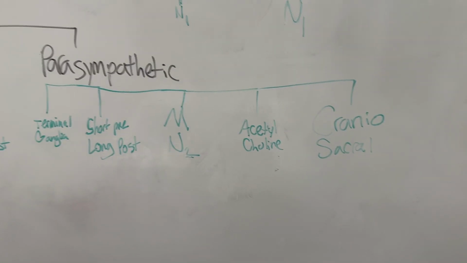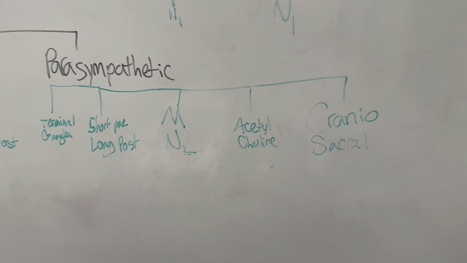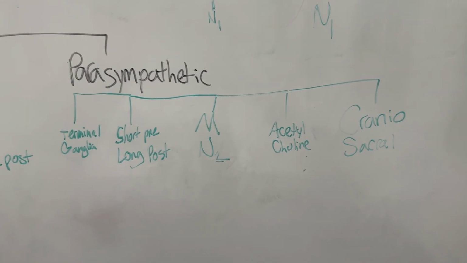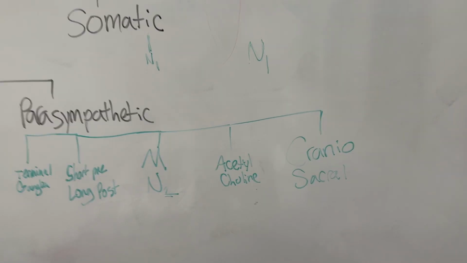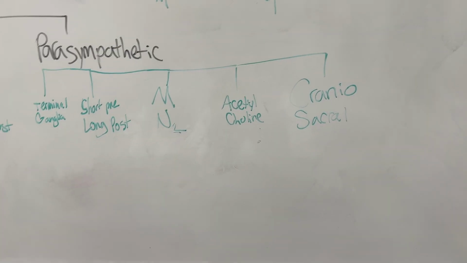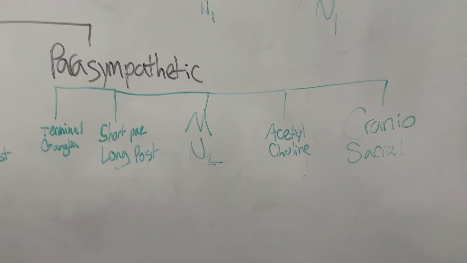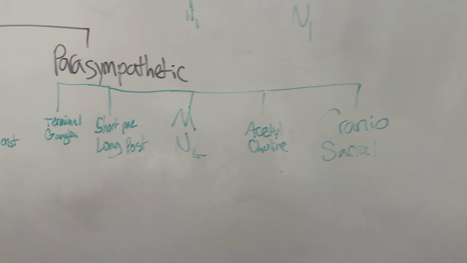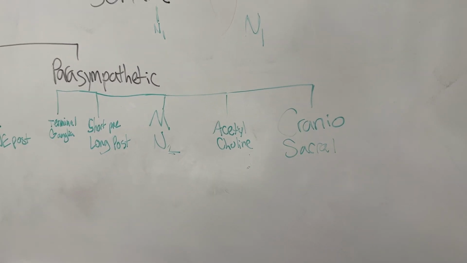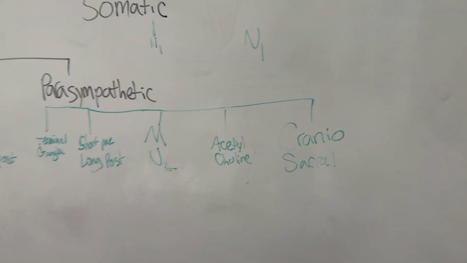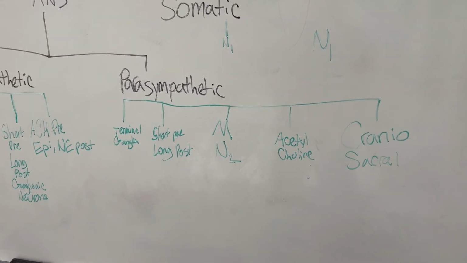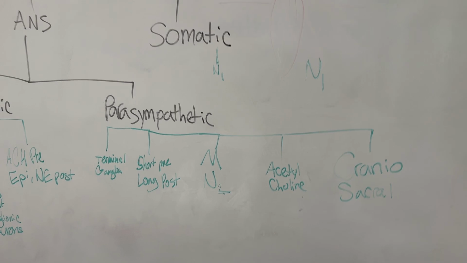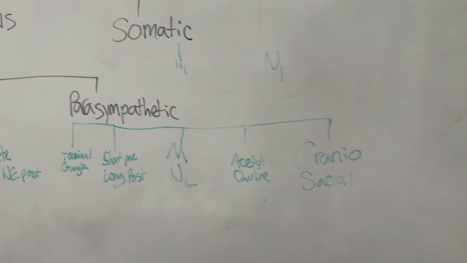For the parasympathetic nervous system, we're going to use muscarinic or nicotinic receptors. These both respond to acetylcholine, and this is known as the craniosacral division because it has its origins in the brain, the cerebrum, and the sacral part of the spinal cord. And the vagus nerve is responsible for the majority of parasympathetic innervation.